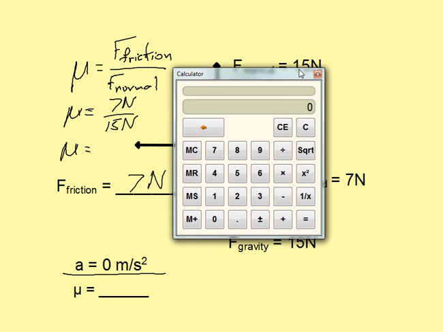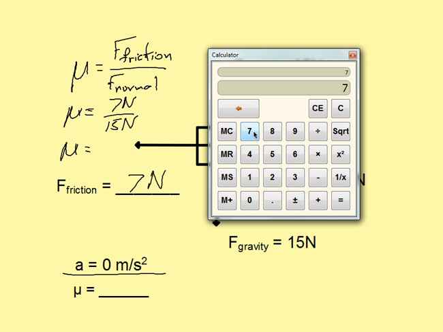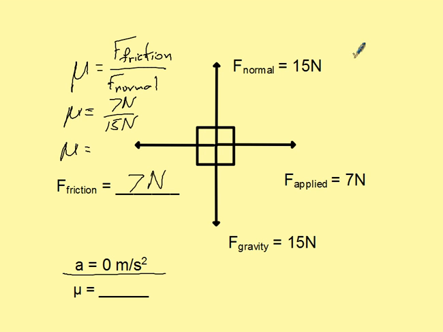Calculator here. 7 newtons divided by 15 newtons is equal to 0.466. We'll round that off to 0.47. So mu is equal to 0.47. Now you might notice since this is a ratio of newtons to newtons, that this is a unitless number.